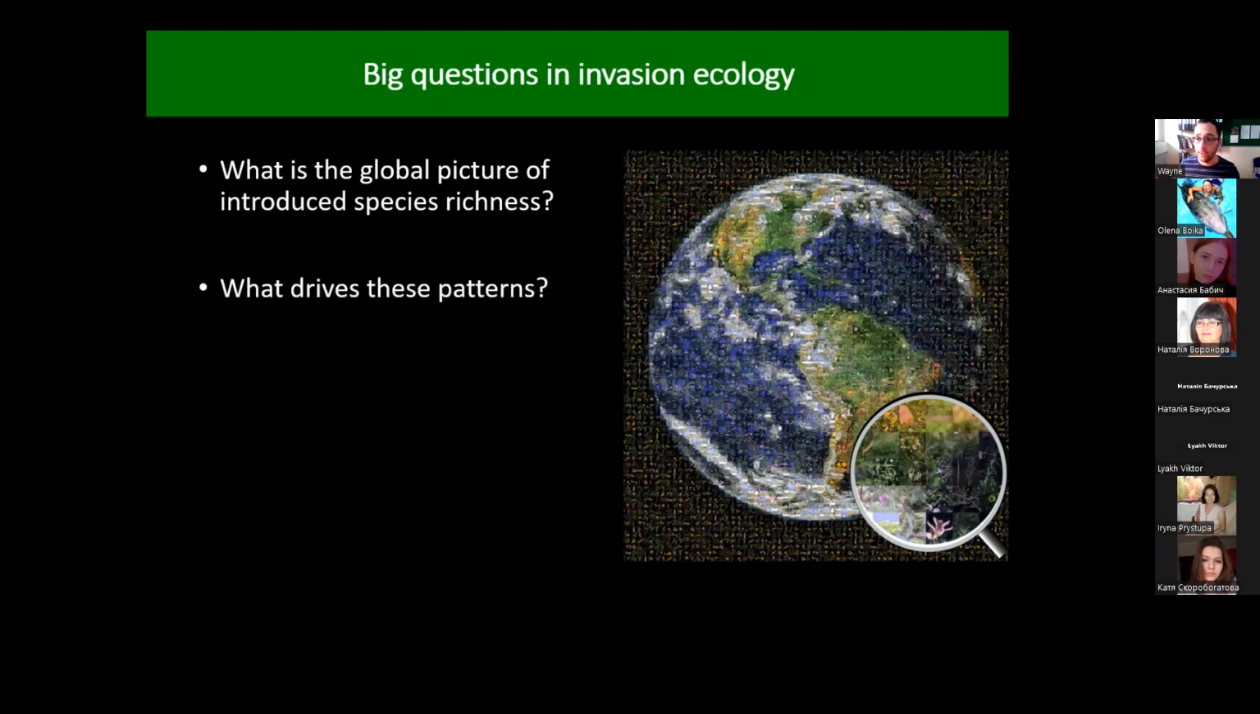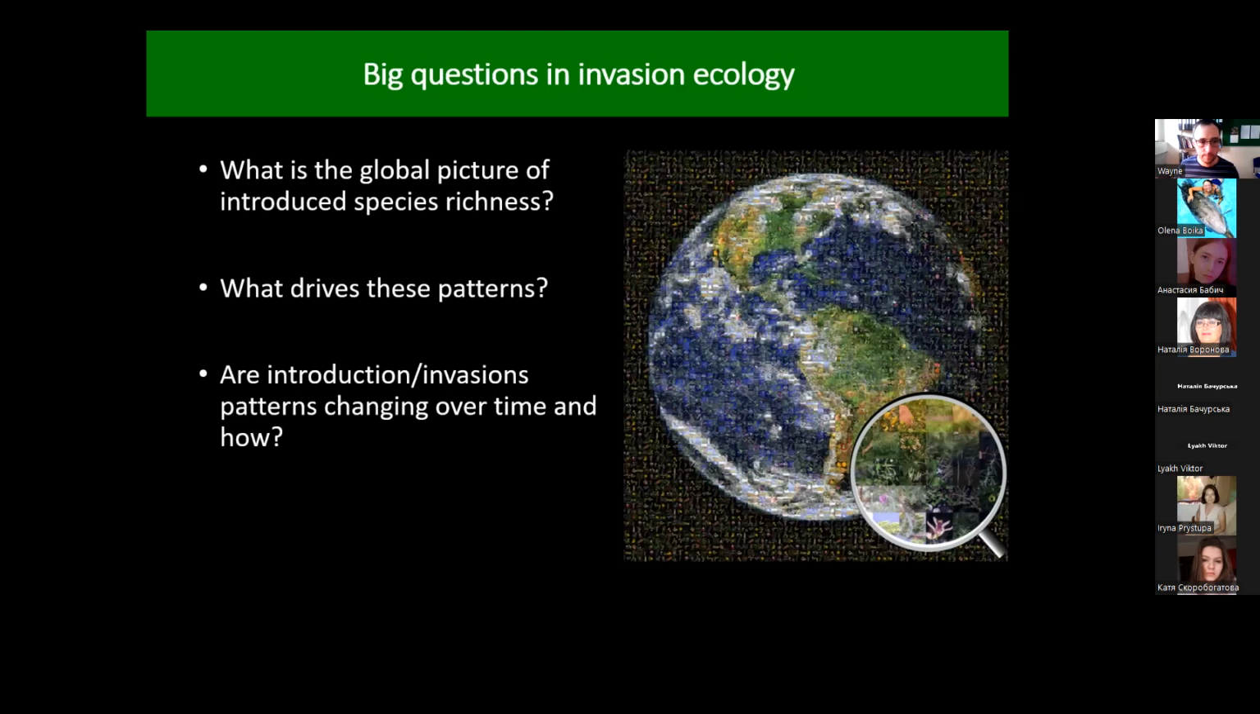So we might be interested in knowing what the underlying processes are behind those patterns. Then we might want to know how those patterns of introduction and invasion over time are changing, and how exactly. And this may be linked to changes in the source pools where species are being introduced from, largely as a consequence of shifts in global trading patterns.